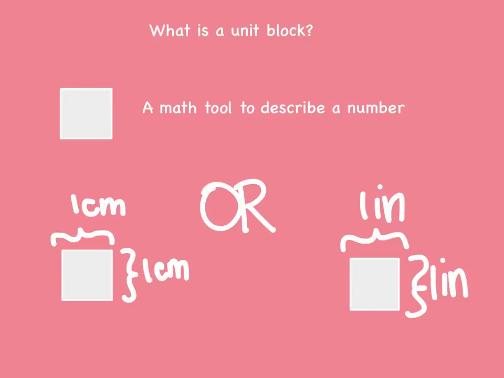Today, we will begin by discussing what a unit block is. So, a unit block is a math tool used to describe a number. On the screen, it is shown as a box, and this can be used to describe any form of measurement. For example, on the left, we see it representing a centimeter by centimeter, and on the right, we see it representing 1 by 1 inch. It can also represent any form of measurement, but it will be labeled with what form it is representing.